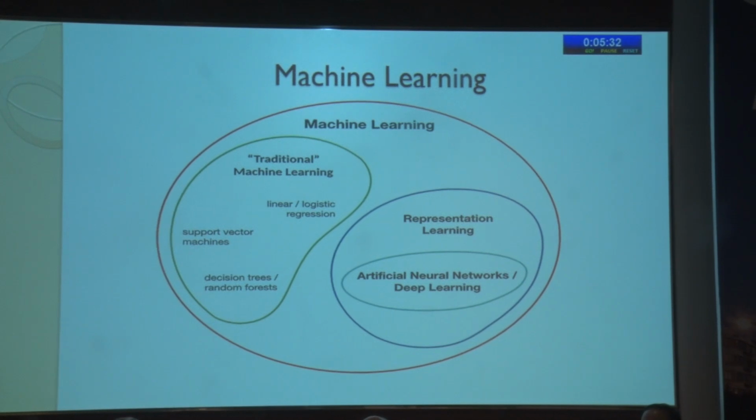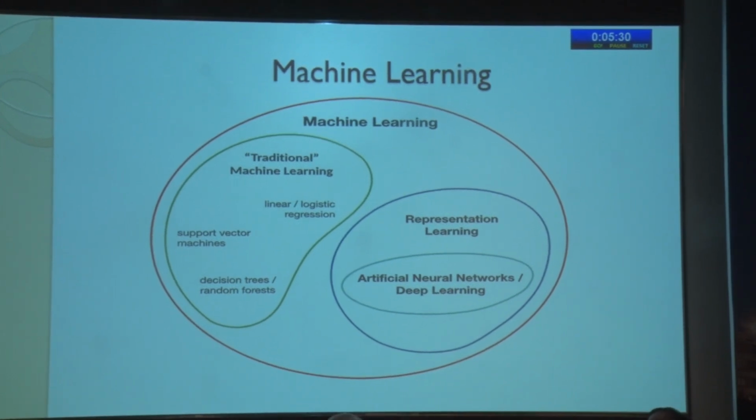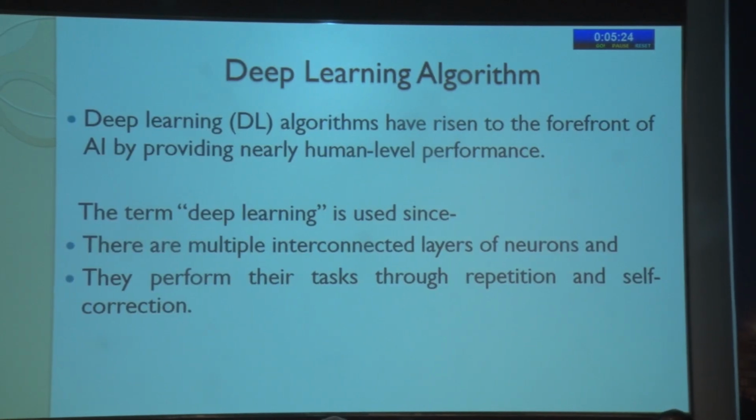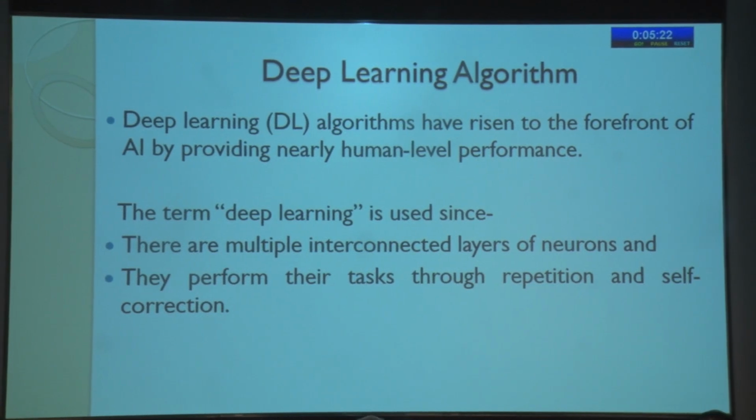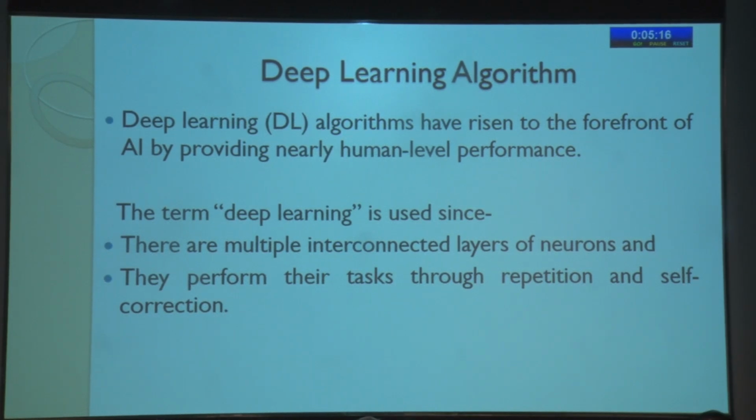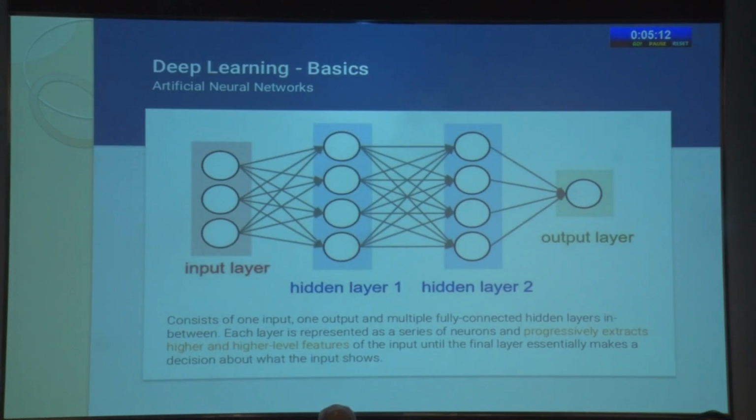So what is machine learning all about? Machine learning works with traditional machine learning and representational learning, but in our study we are using deep learning algorithms. Deep learning algorithms have risen to the forefront of AI by providing nearly human-level performance. We use the term deep learning because there are multiple interconnected layers of neurons which perform their task through repetition and self-correction.